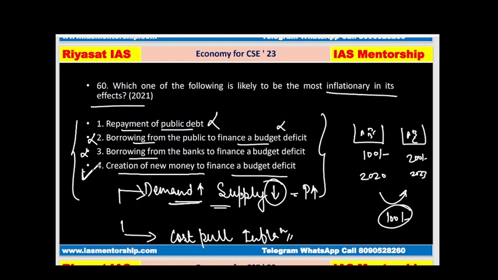Creation of new money to finance a budget deficit. This will absolutely increase the inflation. Creation of new money, which means that money is being pumped into the market. Again, demand will increase. Supply is that only. Product price will increase. So option number 4 is your correct.